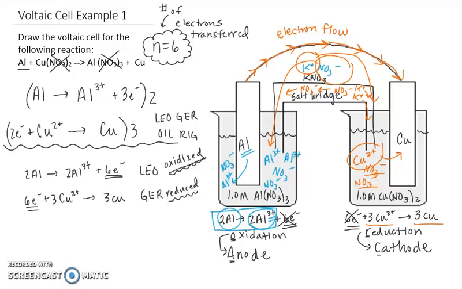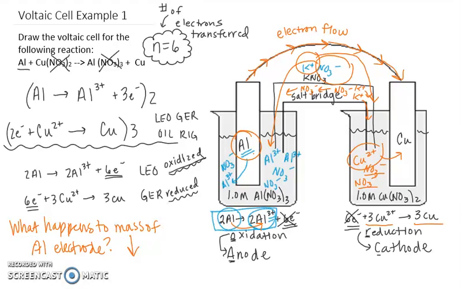All right. A couple other things that happen. You might be asked the question, what happens to the mass of the aluminum electrode over time? Okay, so take a look at it. The aluminum electrode, what's happening? It's turning into aluminum ions, so it's going to be oxidized. The aluminum is being oxidized to aluminum ions, which go into solution. What about what happens to the mass of the copper electrode? Well, let's take a look at that one. Copper ions are turning into solid copper, so the mass of that is going to increase over time.